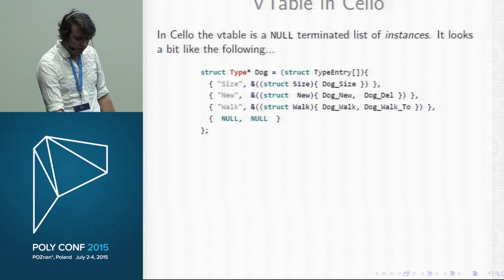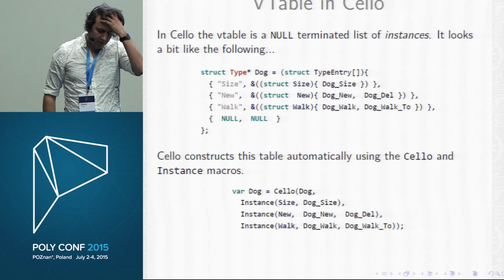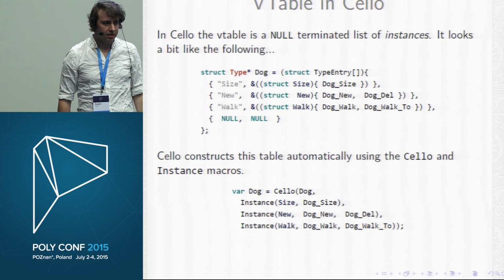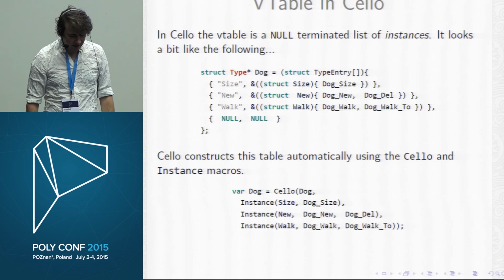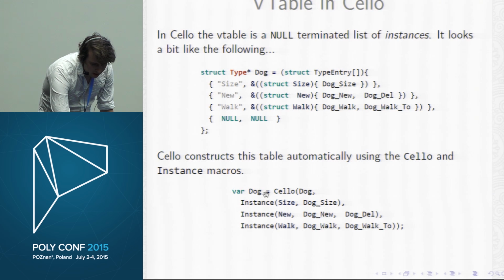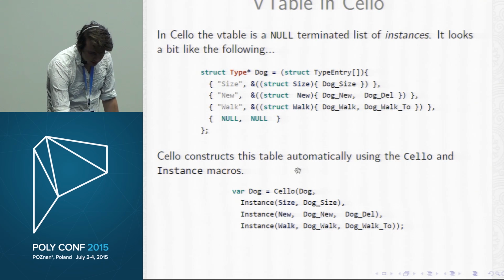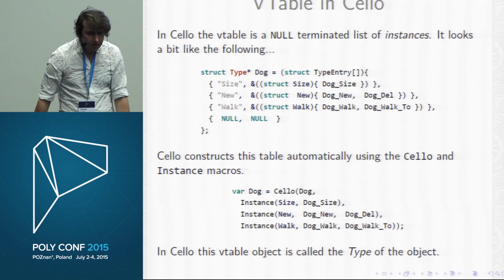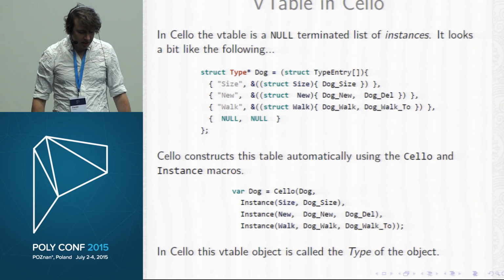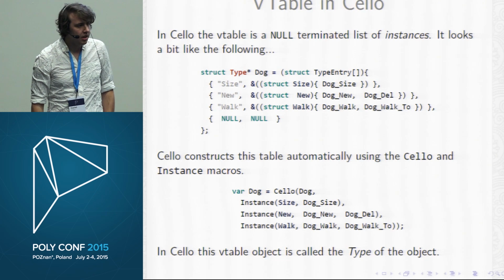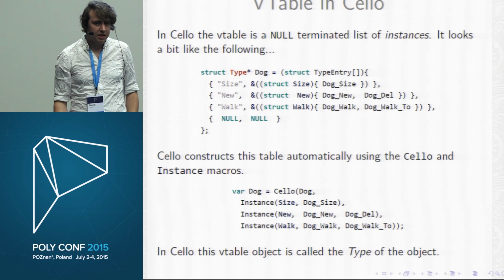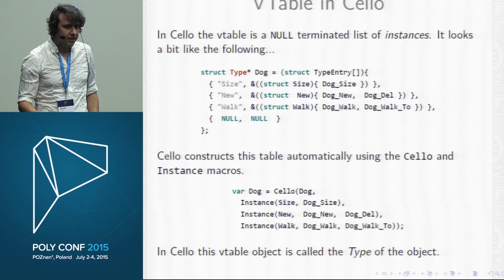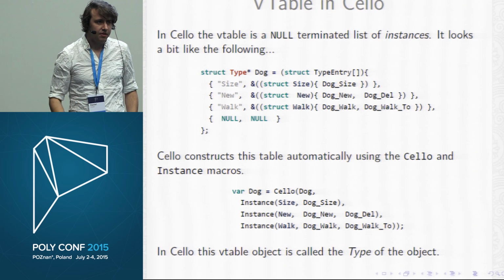So this is pretty horrible looking. So we use some macros to make it look a bit nicer. So now we have this Dog type, and this is just the vtable for this dog. Now it's quite easy to read. I've been saying it already, but in Cello, the vtable is just the type. So when I talk about the type of an object in Cello, I actually just mean its vtable. So it's a list of different behaviors.